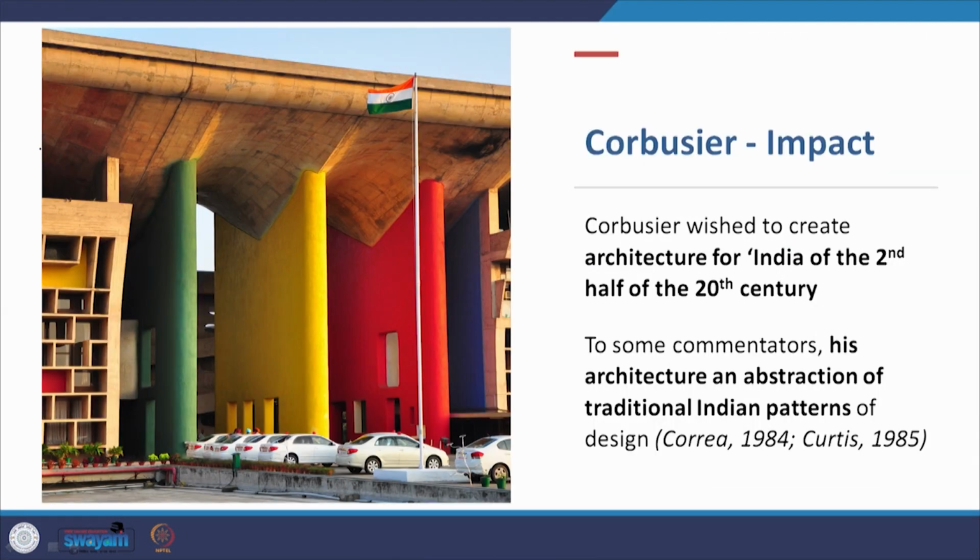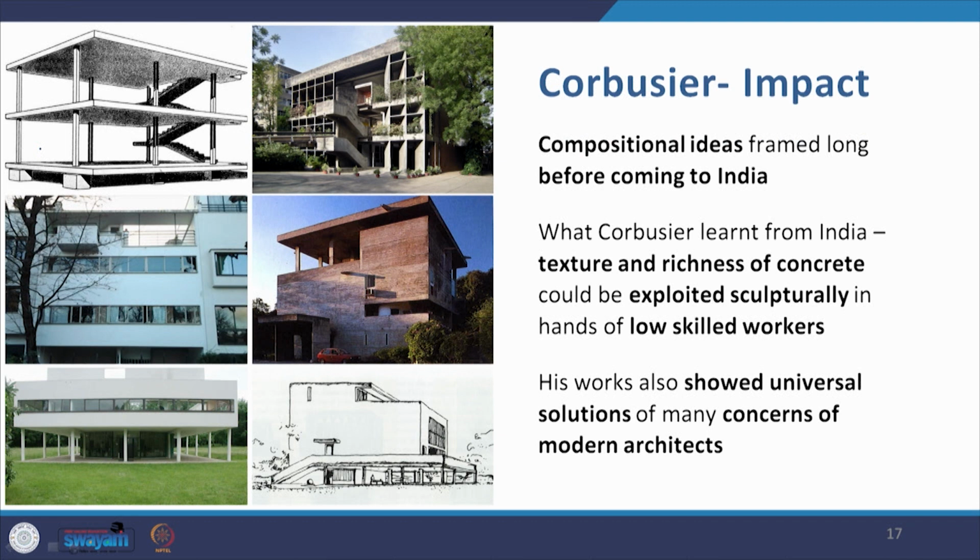Now Corbusier wished to create an architecture for India of the second half of the 20th century. To some commentators, his architecture is an abstraction of traditional Indian patterns of design, as stated by Charles Correa in 1984, Curtis 1985, and his impact is the compositional ideas framed long before he came to India. I have already discussed in one of my earlier slides how, when he began with Villa Savoye, as he moved on he graduated to Brutalism, which was very suited for India.